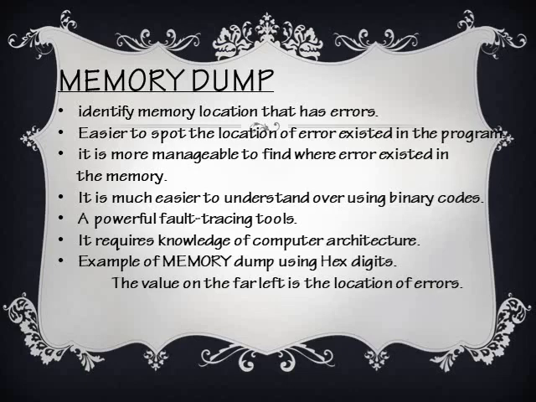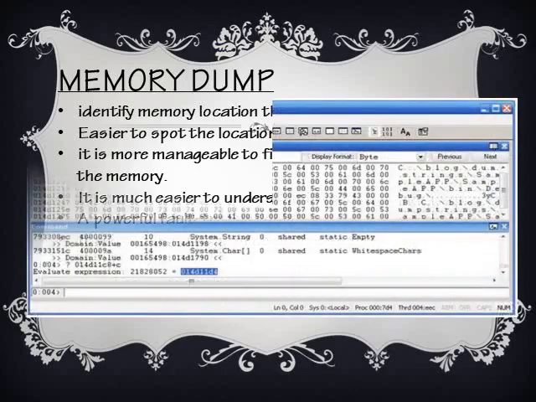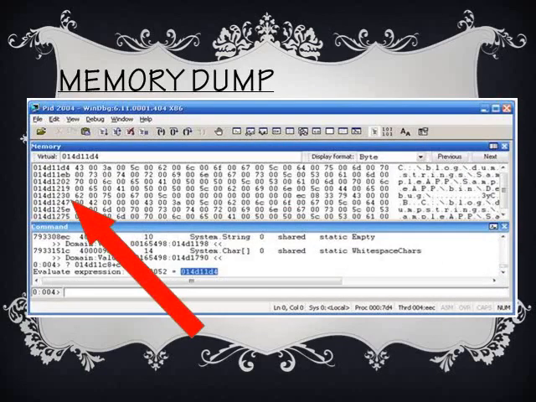Below is an example of a memory dump or error code using hex digits. The value on the far left is the location of the memory which has errors.